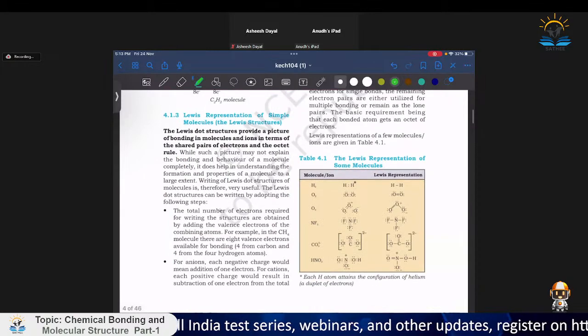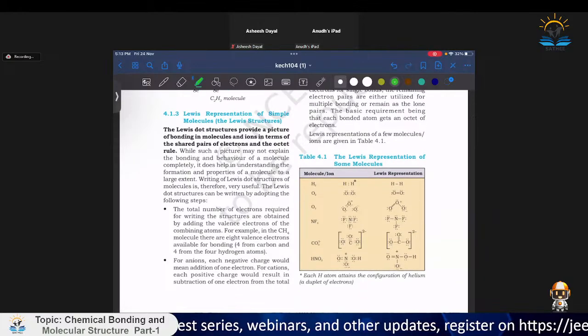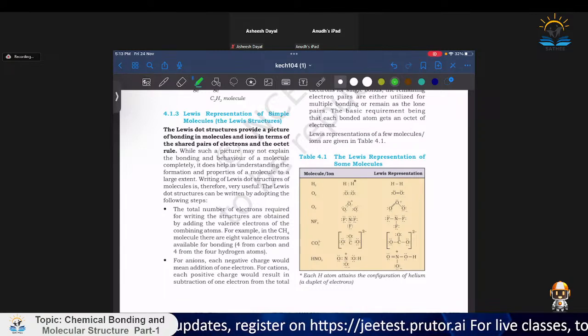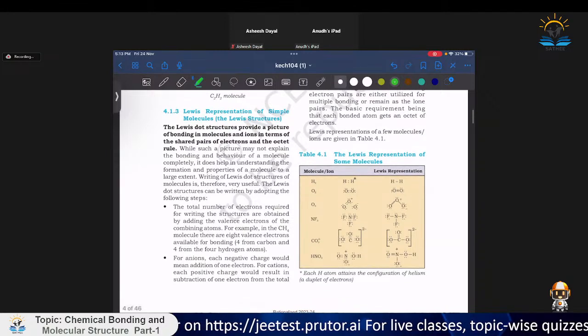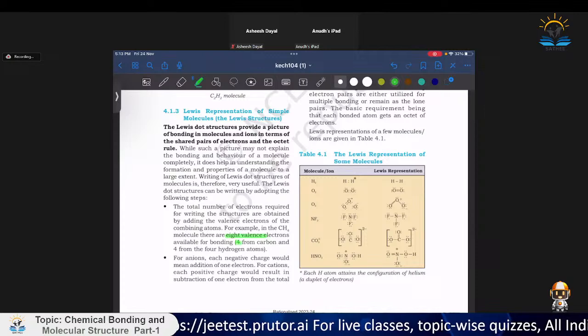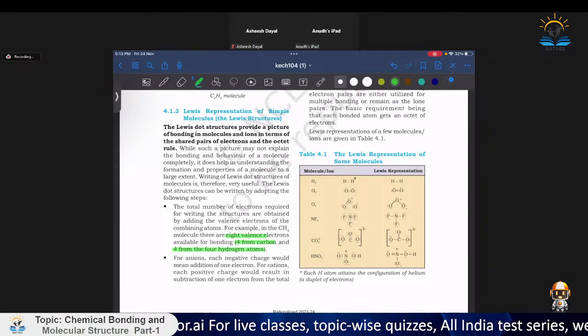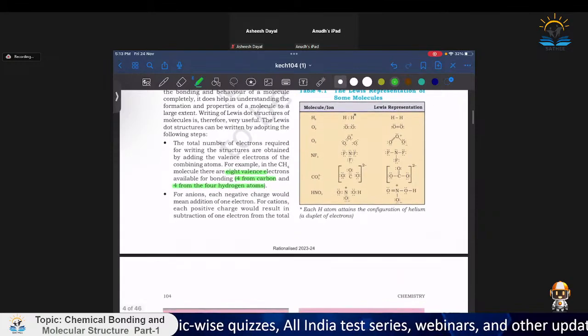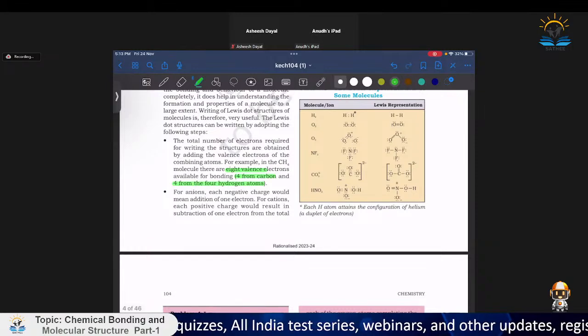The total number of electrons required for writing structures is obtained by adding the valence electrons in the combining atoms. So if we are drawing the CH4 molecule, carbon will have 4 valence electrons and 4 hydrogens will give 4 electrons, so total 8. This is how you first figure out the number of electrons. Now you have to arrange. For anions, each negative charge would mean addition of 1 electron. For cations, each positive charge would mean subtraction of 1 electron.